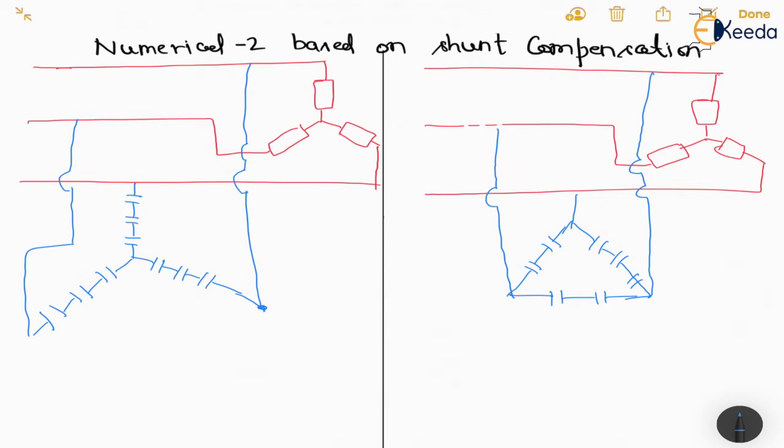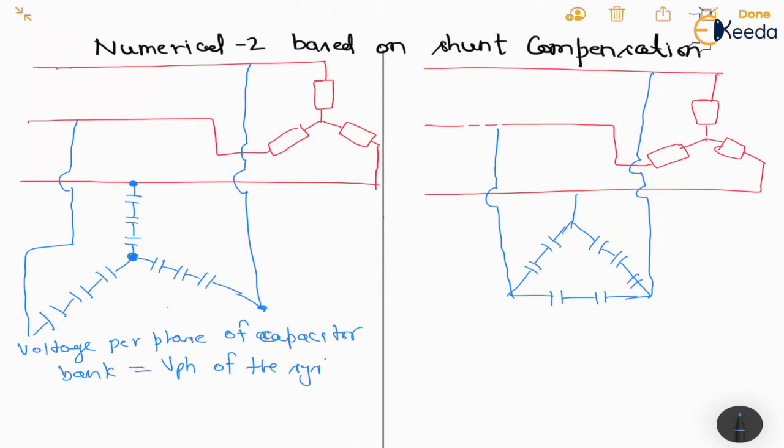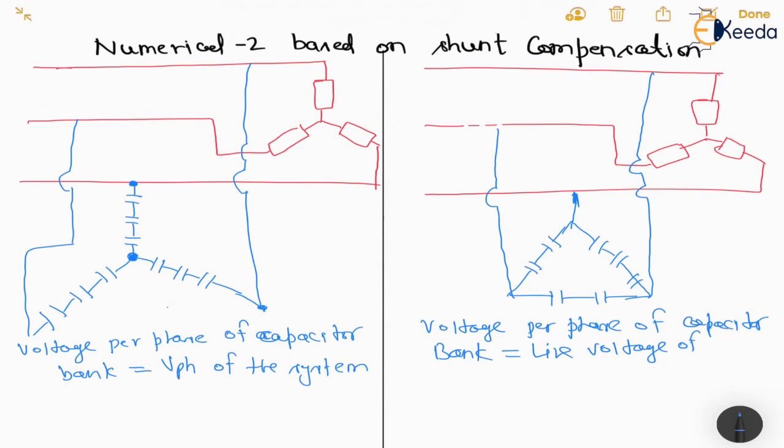Now what we can see from here is that the voltage per phase of the capacitor bank in star is equal to the phase voltage, V phase of the system, with respect to neutral. Now in the delta connection, the voltage per phase of the capacitor bank is the line voltage of the system. This is the only difference.